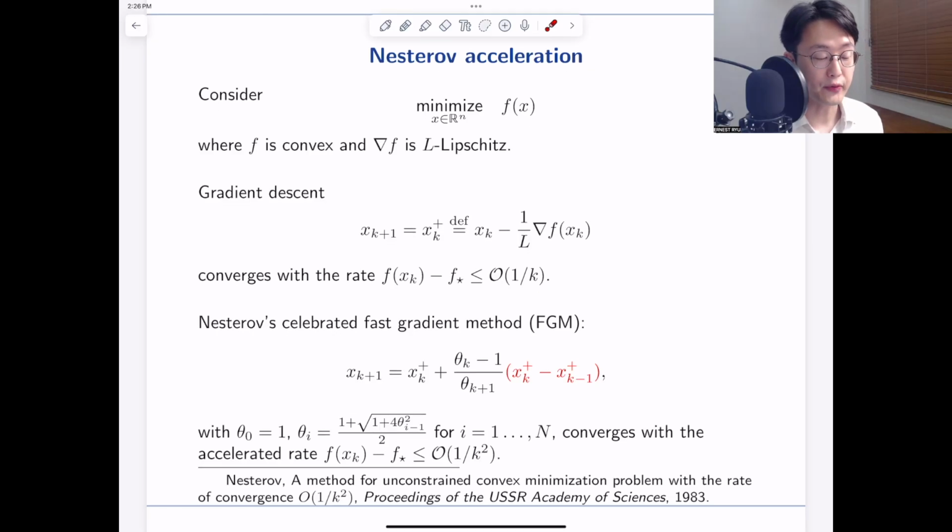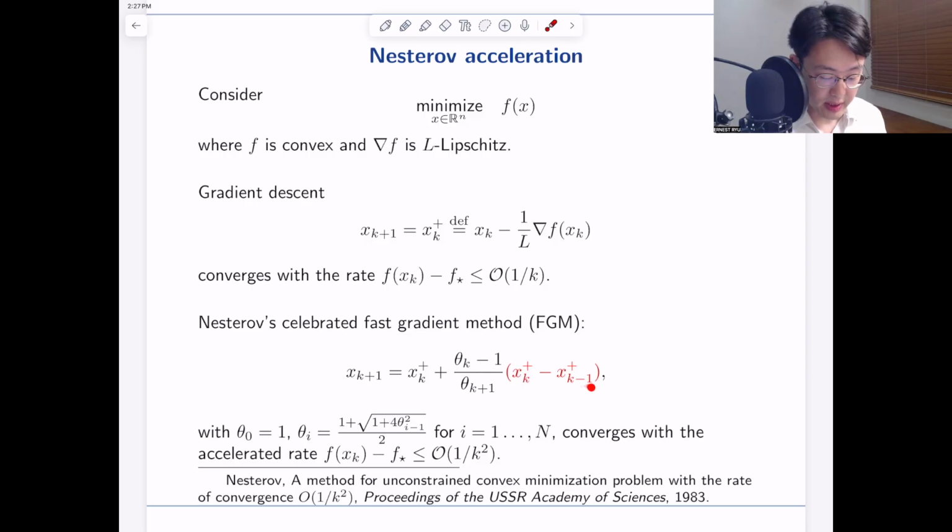So that's good. The function value reduces at a rate 1 over k. However, this rate is famously suboptimal, and it can be accelerated. So Nesterov's celebrated fast gradient method, FGM, has this form. So at position xk, we take the gradient step, but in addition to that, we have this term. Now, these are kind of funny looking coefficients, but for now, just think of these as positive coefficients. So theta k minus 1 is a positive number, theta k plus 1 is a positive number. So this is a positive momentum coefficient.